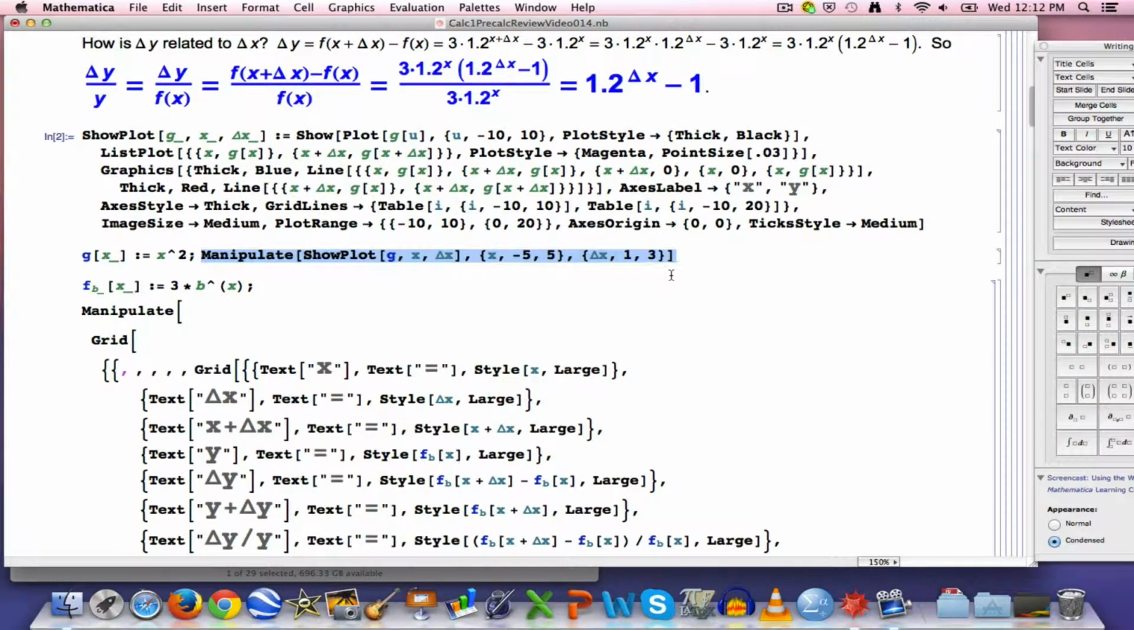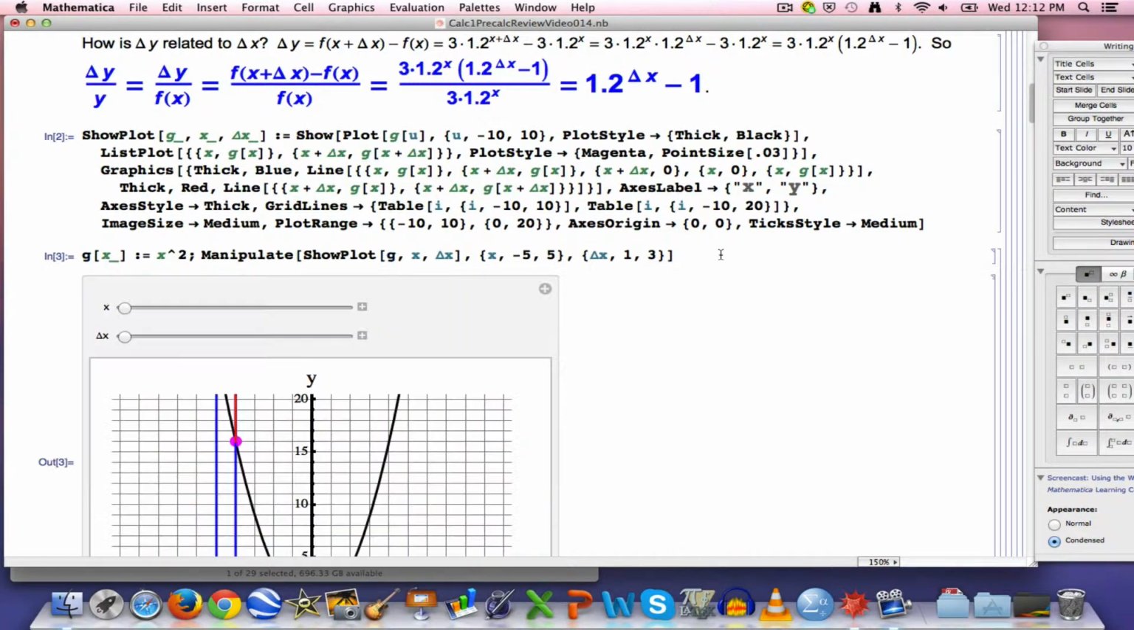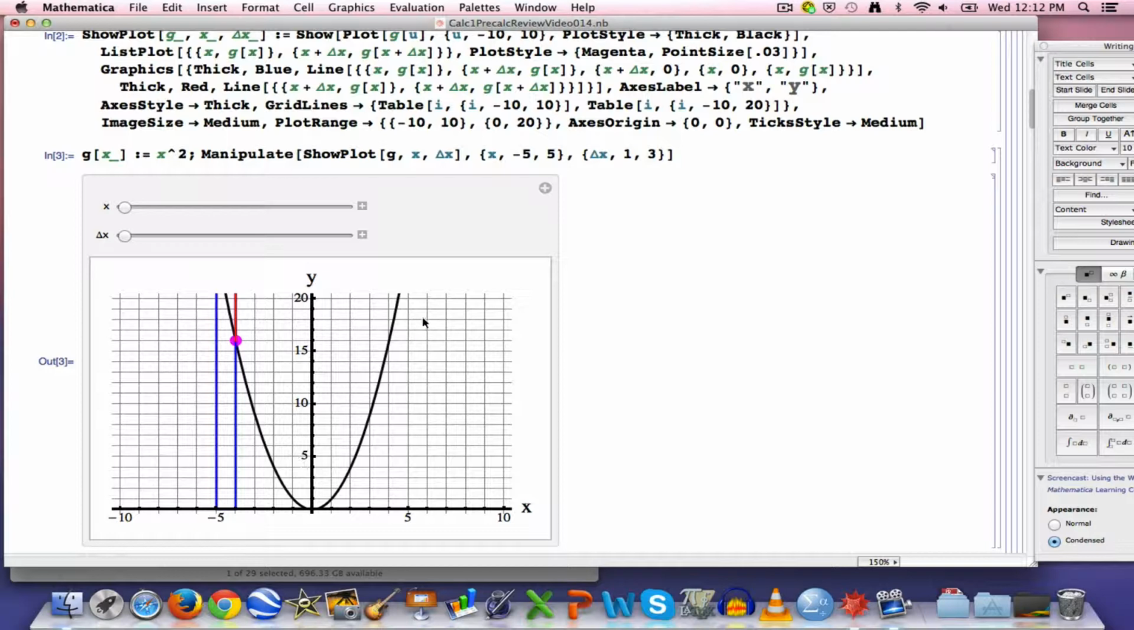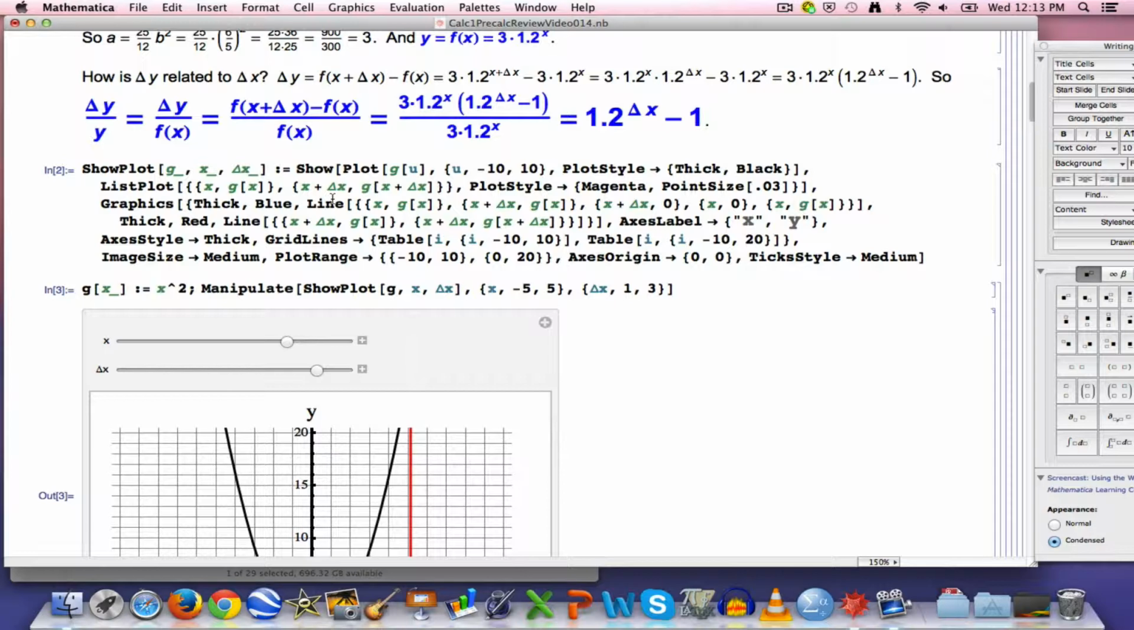This little tiny bit of code, based on the fact that I've done all this before, I've entered that, will now create an animation with the black graph being the x squared graph. And as before, I can change x, the starting value, and I can change delta x. Okay? So what I've done is I've modularized.